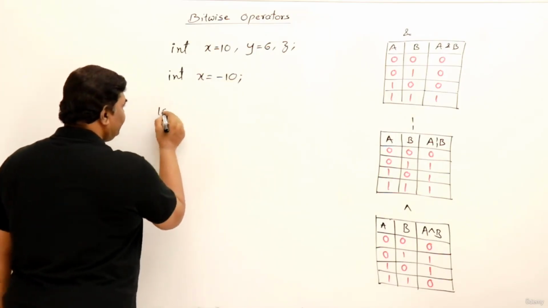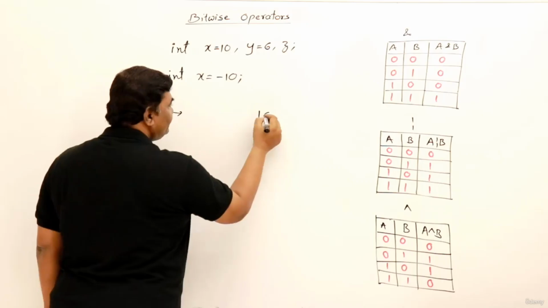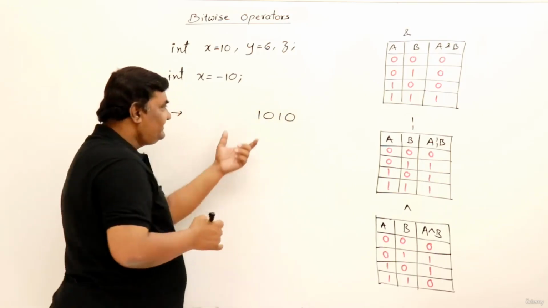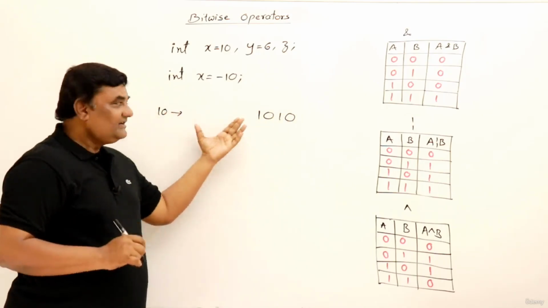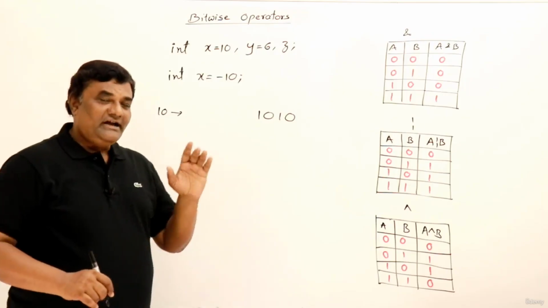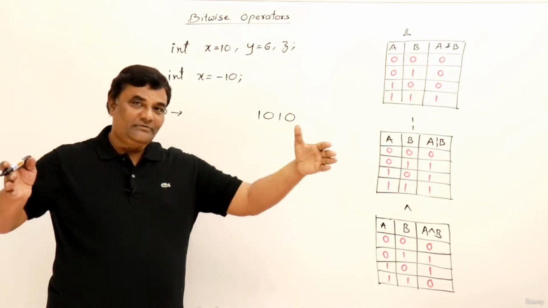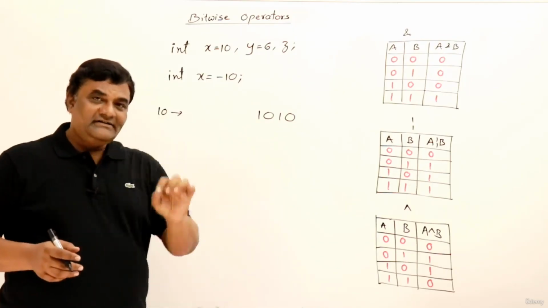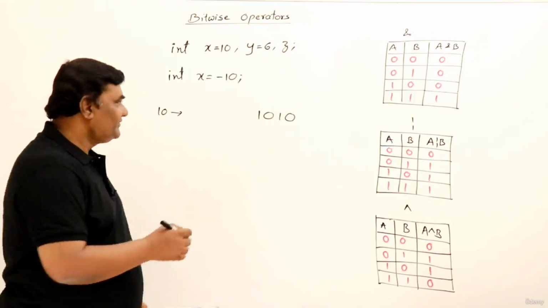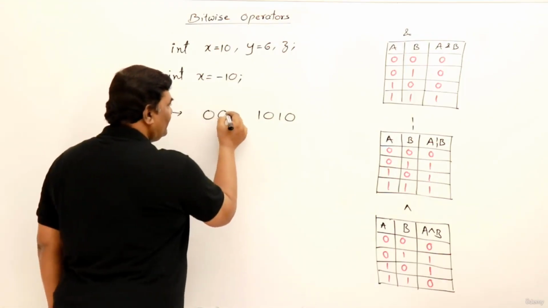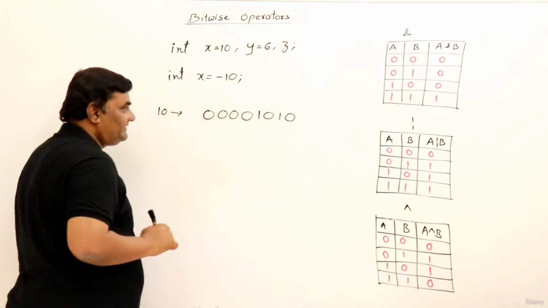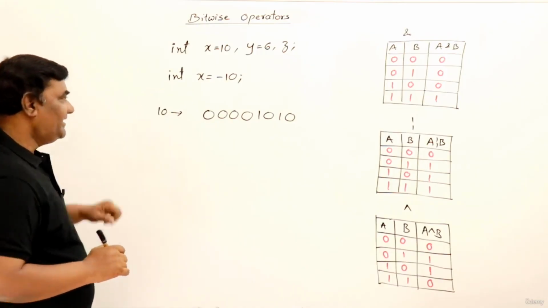Actually 10 means 1010. These are the bits that are defining the number. Then the leading bits are all zeros. Actually it's an integer, and if I take 4 bytes, it will be too lengthy. So let us understand it at a byte level. Let us add 4 more leading zeros. This is 1 byte. Then we have to make it minus 10.